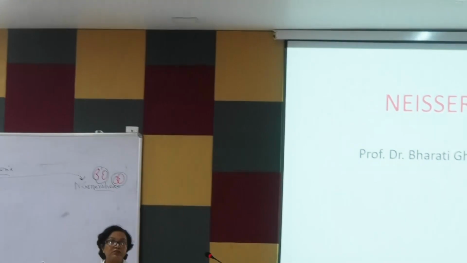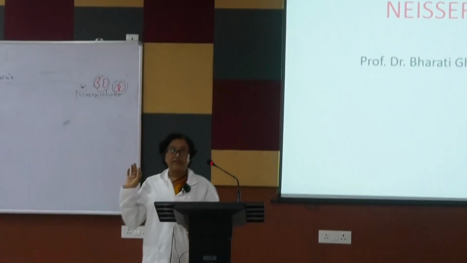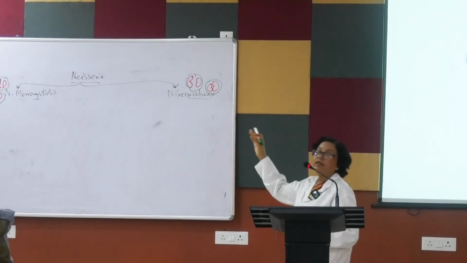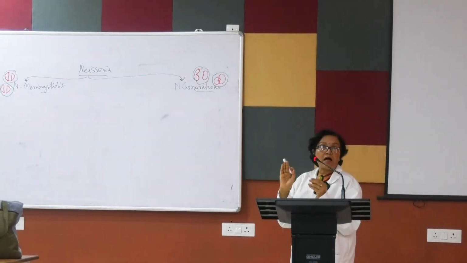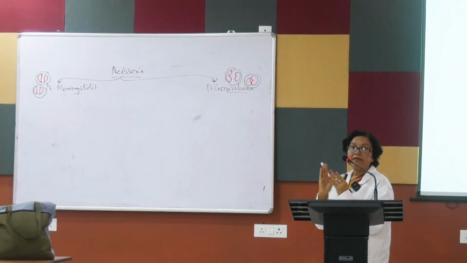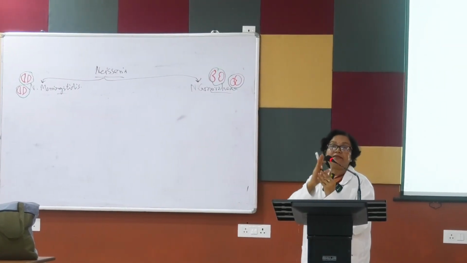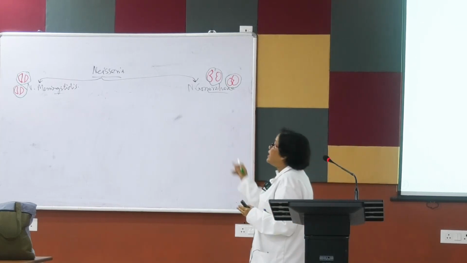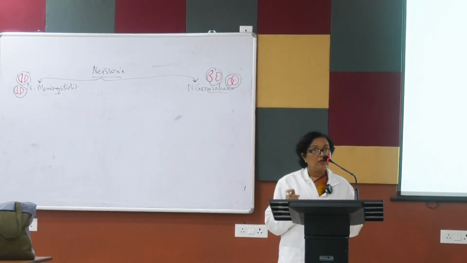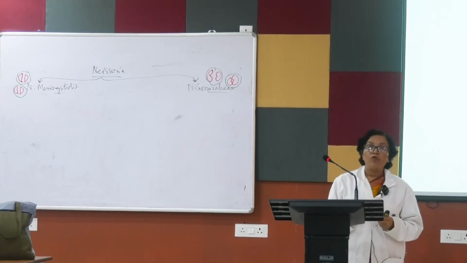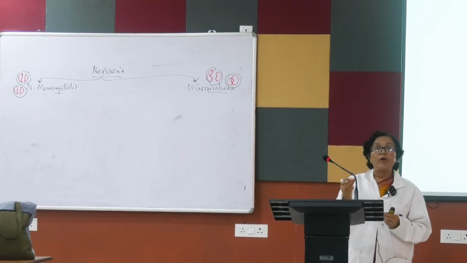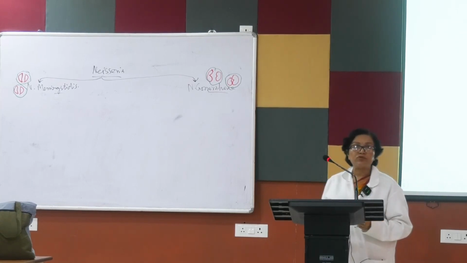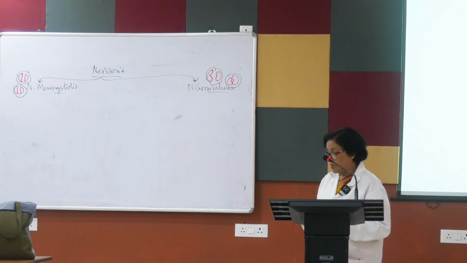Now, I first start with Neisseria meningitidis. You can see the morphology: gram-negative diplococci arranged in pair, and adjacent sides are flat in case of Neisseria meningitidis, and it has a capsule. We cannot always see the capsule when it is freshly isolated. Otherwise, we cannot see the capsule.